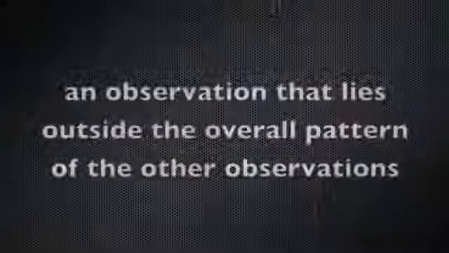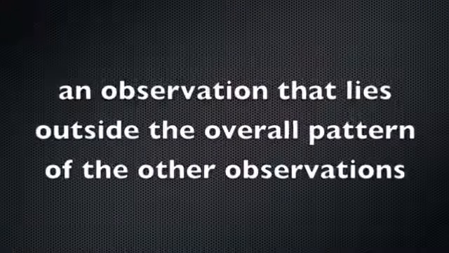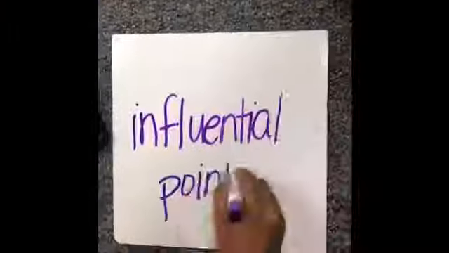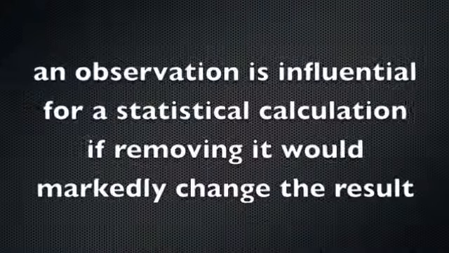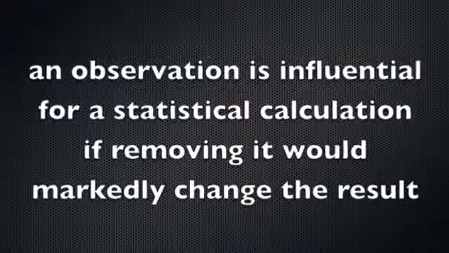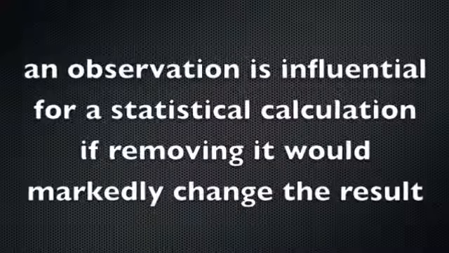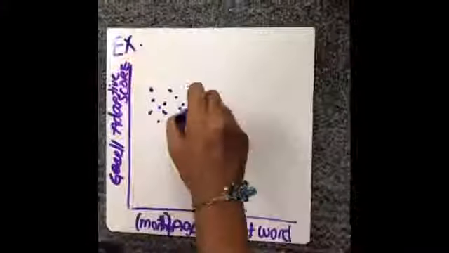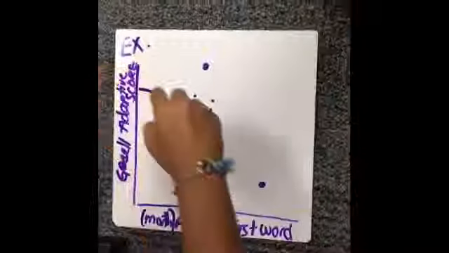An outlier is an observation that lies outside the overall pattern of the other observations. Influential point. An observation is influential for a statistical calculation if removing it would markedly change the result. Here's an example where age is the explanatory variable and adaptive scores are the response variable.